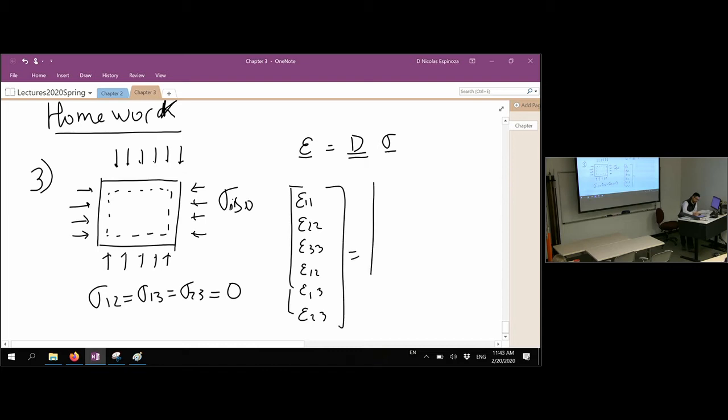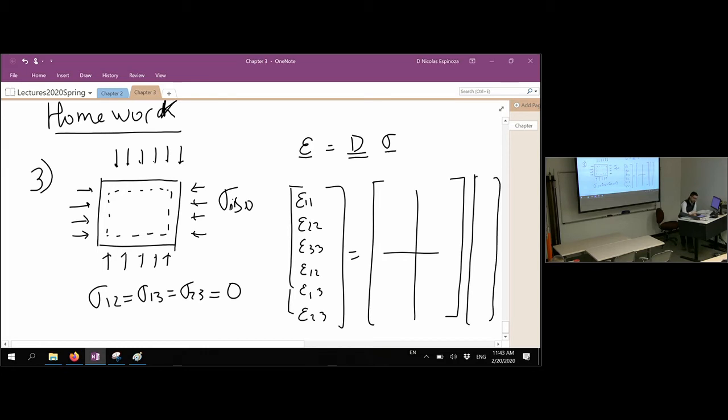I'm not going to write the matrix, but the matrix is going to be somewhere over here, 6 by 6, and your input vector is going to be sigma 1 1, which is just going to be this sigma iso, sigma 2 2 is going to be also sigma iso, sigma 3 3 is all the same stress, and this is going to be 0, 0, and 0.